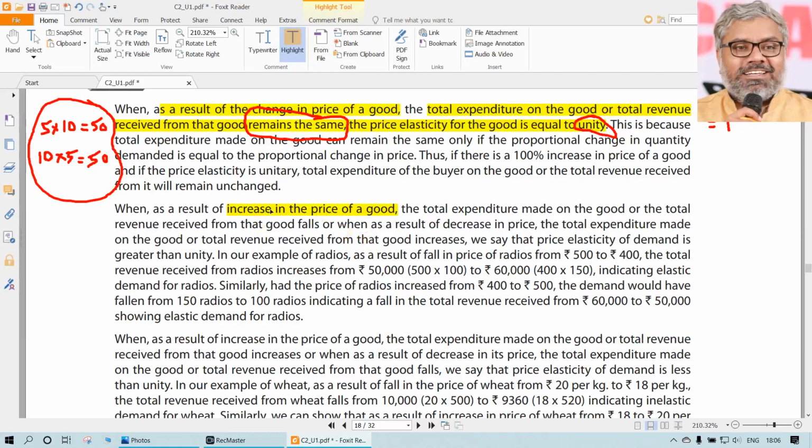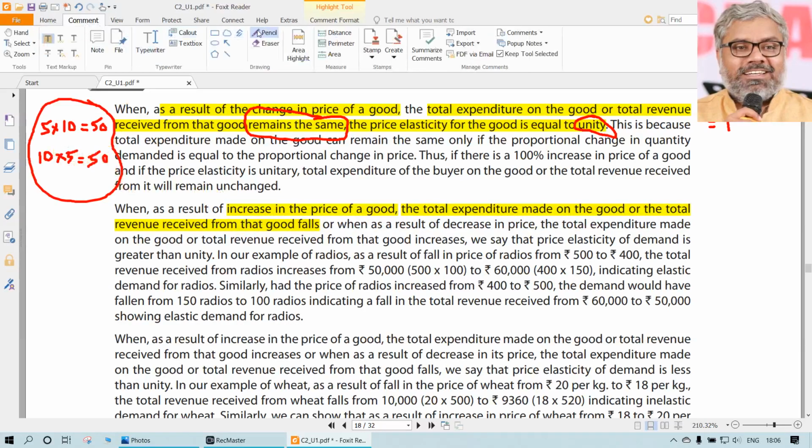So let us look at one direction. Once you understand one direction, the opposite is automatic. Let us say as a result of an increase in the price of the good, just like here, in the same example, 5 rupees was the price, originally 10 units were consumed, and 50 was the original revenue or expenditure. Now what happened? The price increased from 5 to 10, but the total expenditure made on the good, or the total revenue received from the good, has fallen.